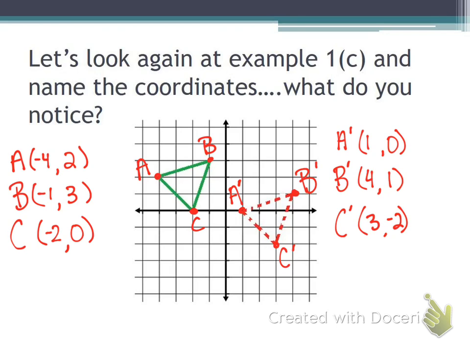We seem a little divided. I'm going to agree with the add 5. Negative 4 plus 5 is 1. Negative 1 plus 5 is 4. Negative 2 plus 5 is 3. Okay, so remember that translations move every vertex the same distance in the same direction. Questions about this slide before we move on? Okay.